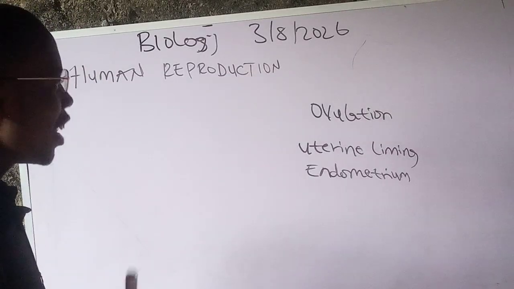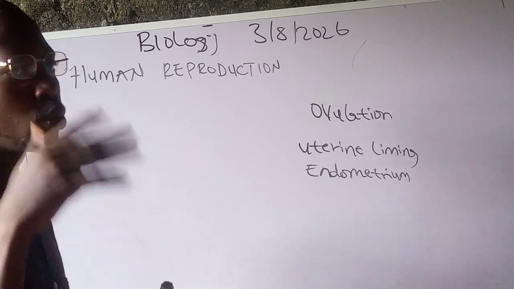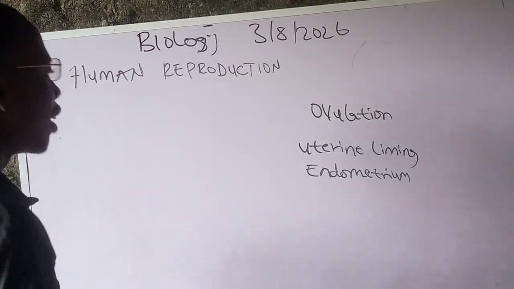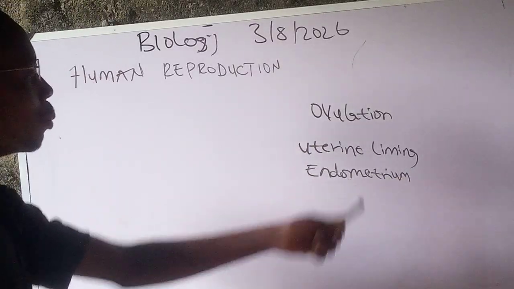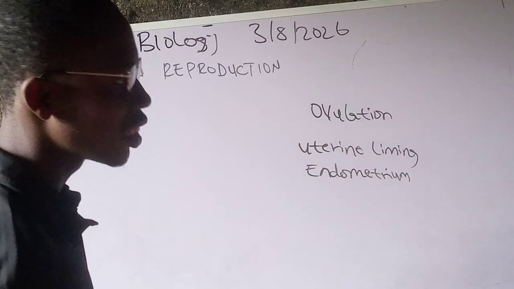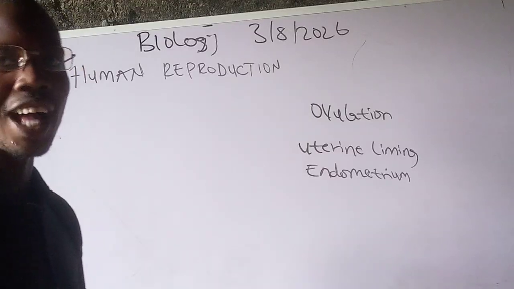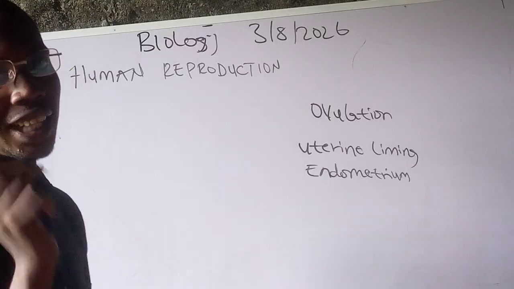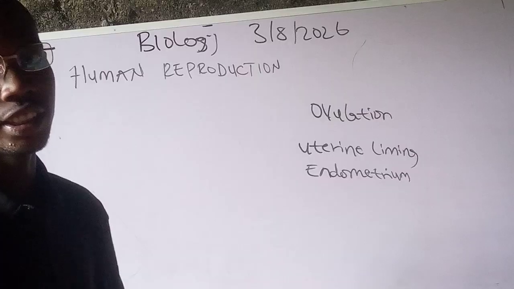So when the egg stays at the fallopian tube waiting for sperm to come so that it will fertilize it, and the sperm does not come, then the uterine lining or the endometrium will shed and come out as blood, which is known as menstruation. So it is not the egg that sheds itself, it is the uterine lining that sheds itself.